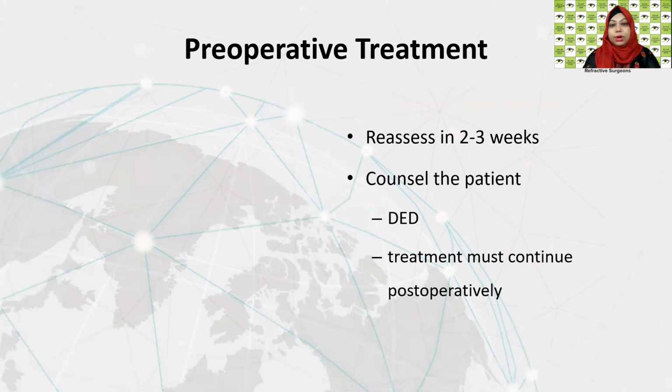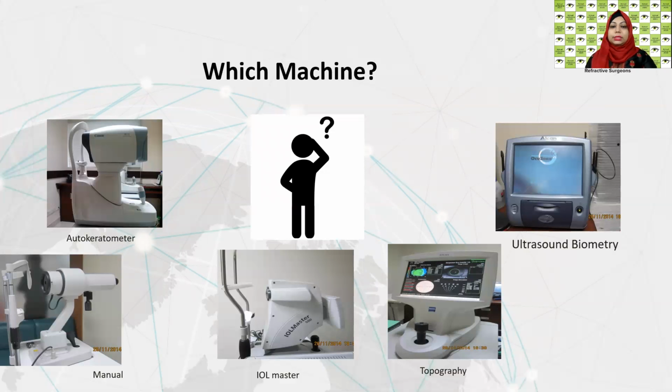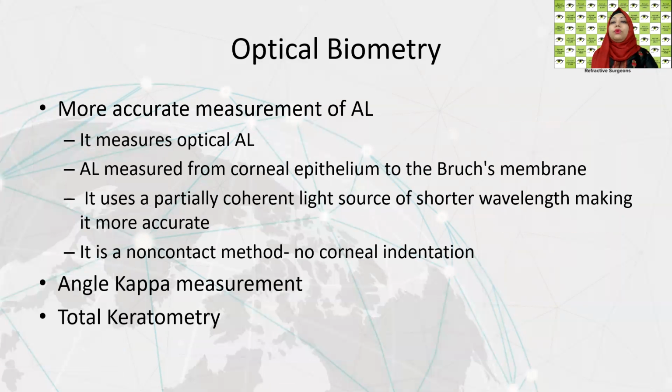Once we have done with the dry eye treatment, we move on to the machines. There are so many machines available in the market. The question comes, what machine should I use? Firstly, to start with, whichever machine is giving us consistent good results, we can start with that machine. But to improve our biometry, we must move on to optical biometers. Why is that? Studies are showing that optical biometry is giving more accurate results in axial length. Why is this? It measures the optical axial length rather than the anatomical axial length.